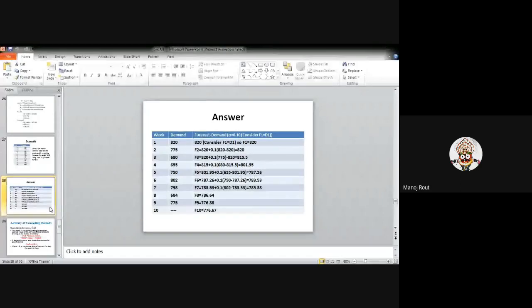First one 820, then F2 is 820, then F3 is 815.5, F4 801.92, then F5 787.26, then F6 is 783.53, and F7 is 785.38, F8 is 786.64, F9 is 776.88, and F10 is 776.67. Clear?